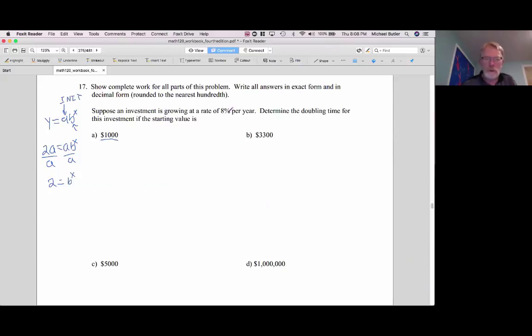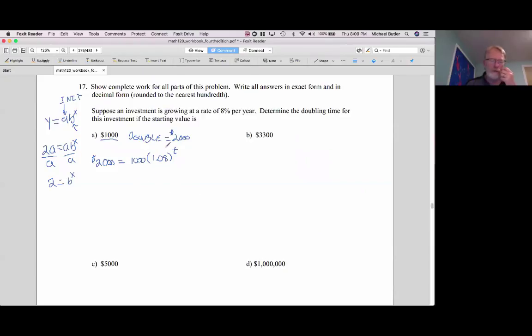Okay, so the growth rate is 8%. So what that means is that the growth factor is 1.08, right? So double of this initial investment, well, that's equal to 2,000, isn't it? So that says solve 2,000 is equal to 1,000 times 1.08 to the t. Yes, no, maybe? Yes. Okay, cool.